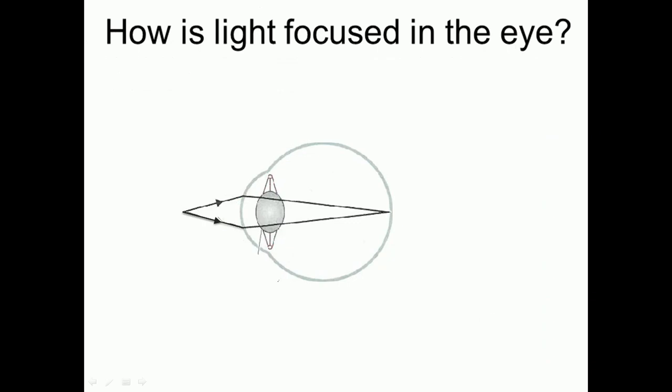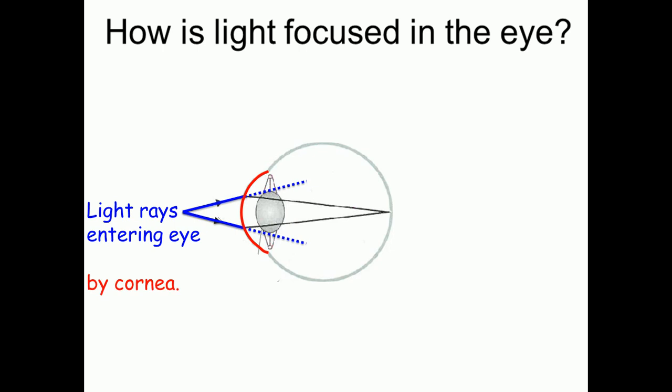So how is light focused in the eye? How do we actually see an image clearly? So first we start off with light rays entering our eye. When they enter the eye, they enter through the cornea. This cornea is transparent to allow the light rays to enter. But it also causes the light rays to change direction and bend, and this is known as refraction. So light rays entering our eye are first refracted by the cornea.